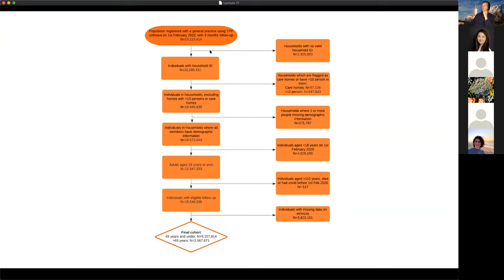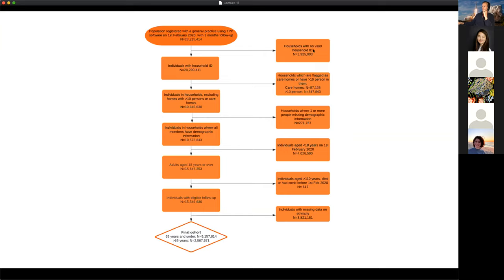Here's a flow chart of how this study population was filtered through various stages. This started with a population registered with a general practice, so a family practitioner, GP is an analog of that in the UK, using this particular kind of software on the 1st of February of 2020, and at least 3 months follow-up. You want follow-up because you want to be able to catch COVID-19 infections. If you don't have follow-up, that's pointless. So the initial population is 23.2 million.